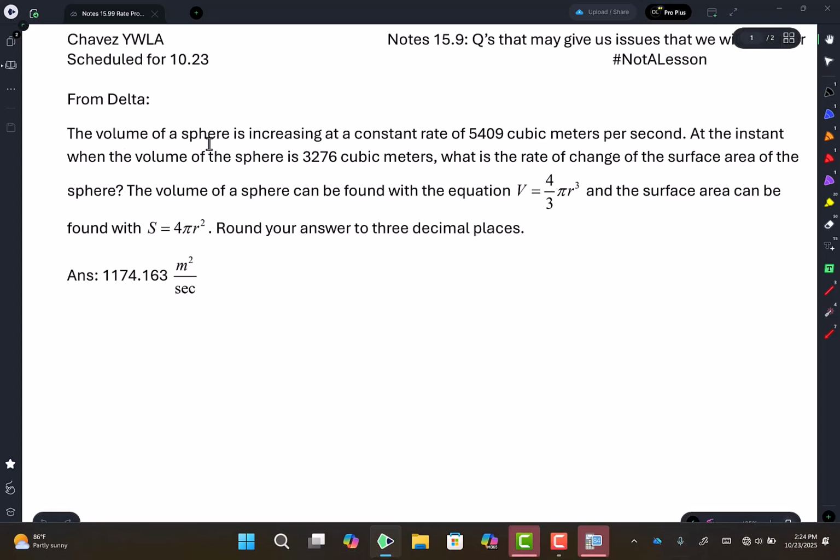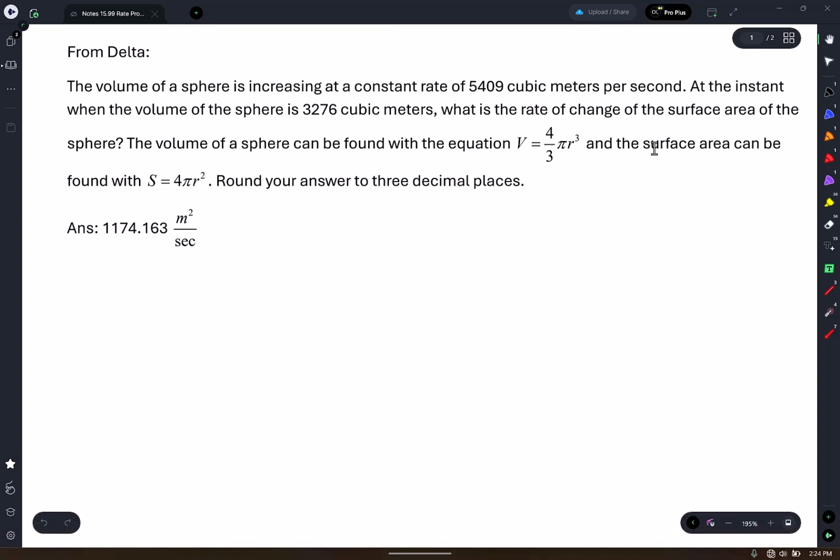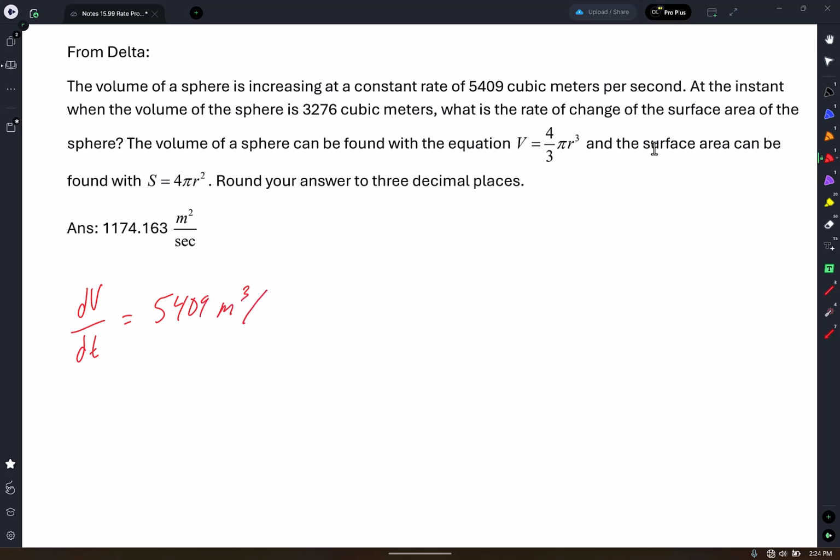Okay. The volume of the sphere is increasing at a constant rate of 5409 cubic meters per second. So that's the volume, and it's increasing at a constant rate. So let this help you out. This is meters per second. So this is dV/dt. So dV/dt is equal to 5409 cubic meters per second. See? Difference in volume divided by difference in time.